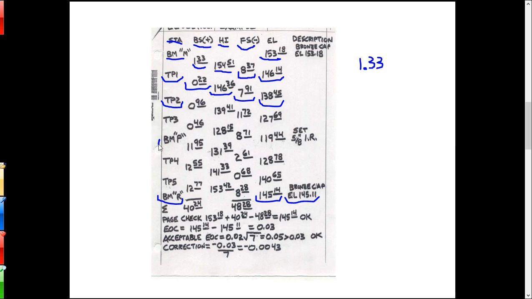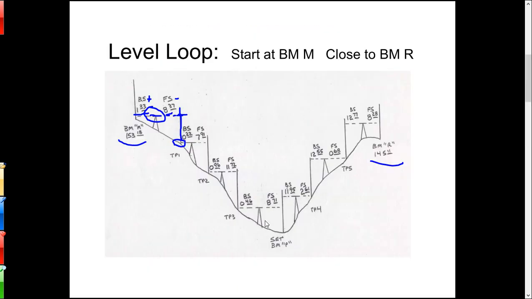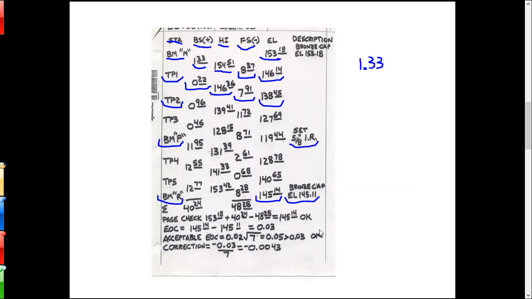The purpose of this particular survey was to set benchmark P, which was marked with a 5/8 inch iron rod. So that was the purpose of this survey, to set this point on the ground right here, which is going to be a new benchmark apparently. All right, now we do some standard things here.